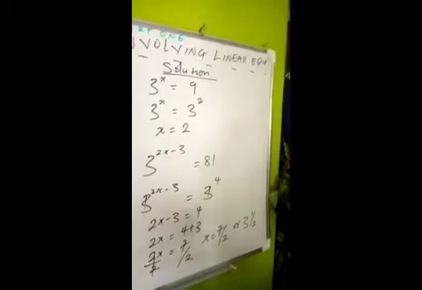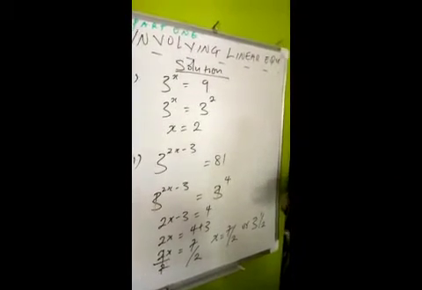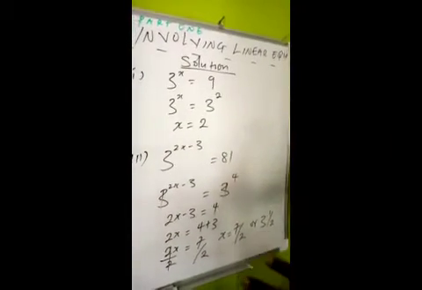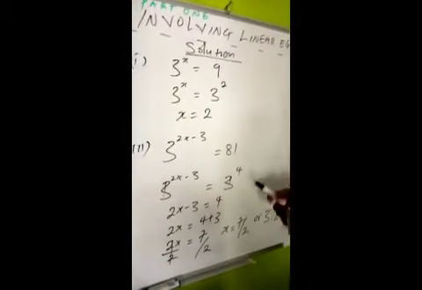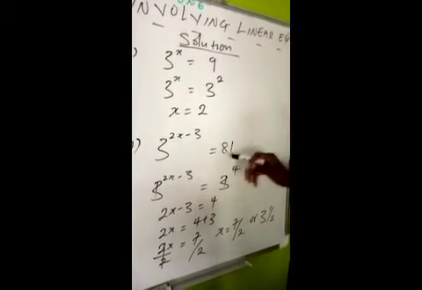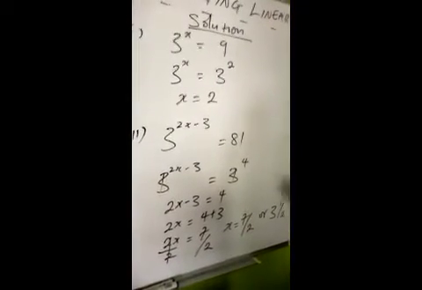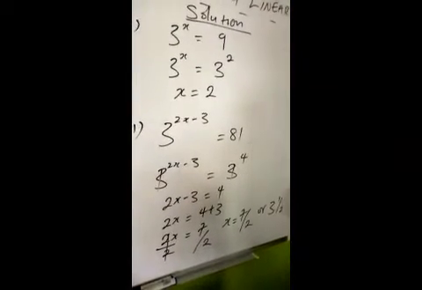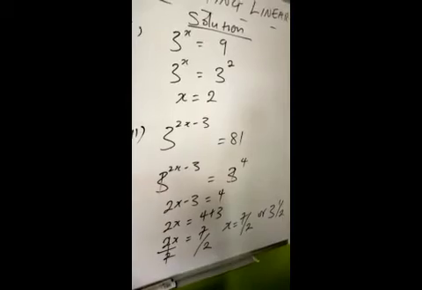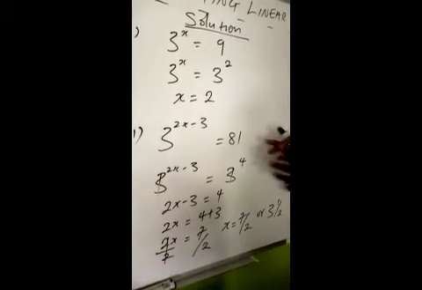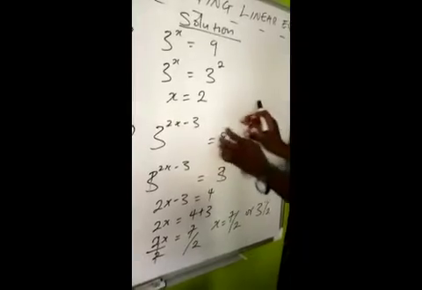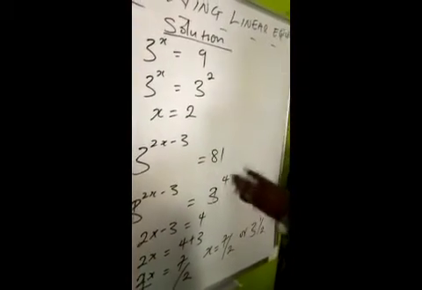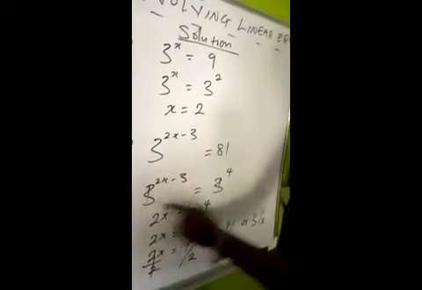Then number 3 have 3 raised to power 2s minus 3 equal to 81. So from this point now, to reduce it to the lowest number so that the right hand side base and left hand side base will be the same, from here you ask how many 3 is inside 81. How many 3 is inside 81 is 4, because if you say 3 times 3 times 3 up to 4 times, you get 81. So in place of this 81, you substitute 3 raised to power 4 so that you get the same base and base.